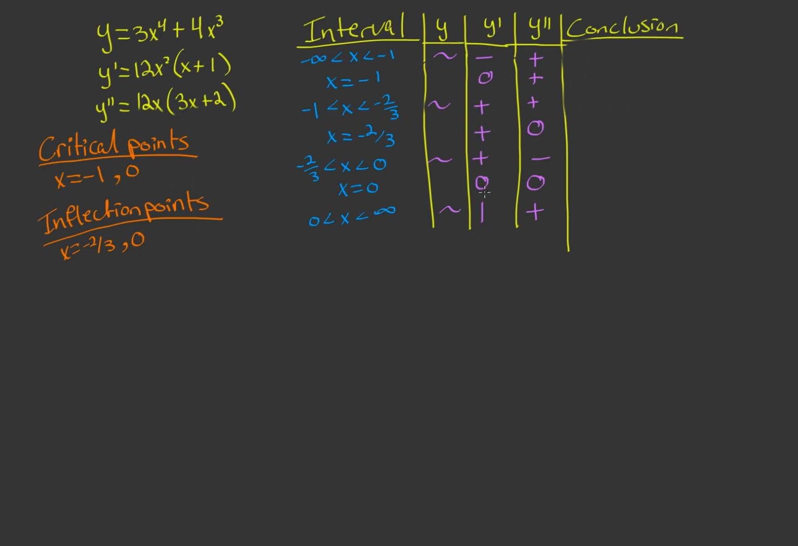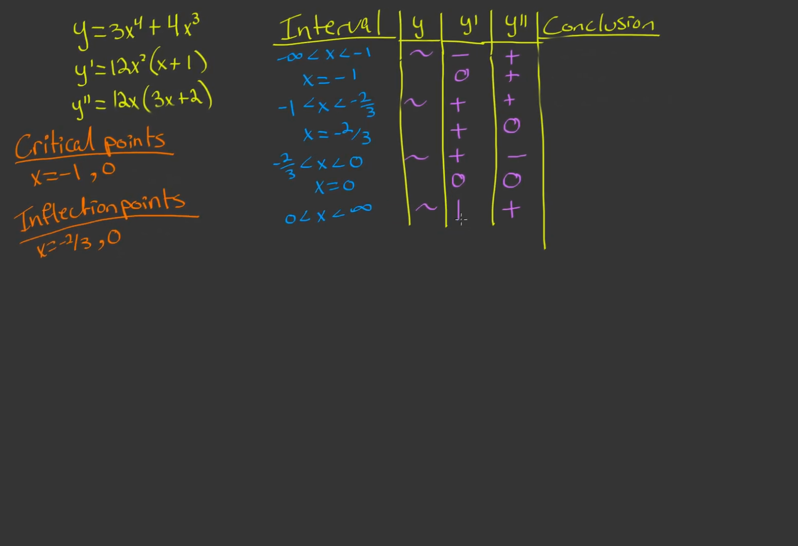So let's figure out, what does this even mean when we write it out? Well, here's what this means. When y prime is negative and y double prime is positive, that means it's decreasing because y prime is negative, and then y double prime is positive, so it's concave up.